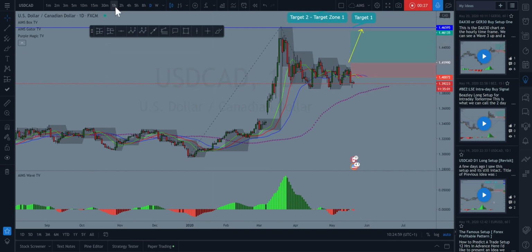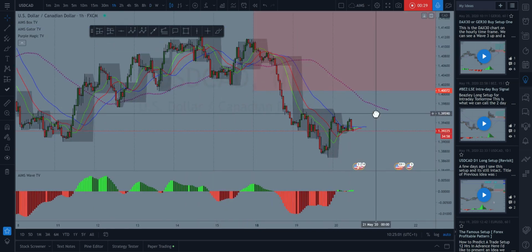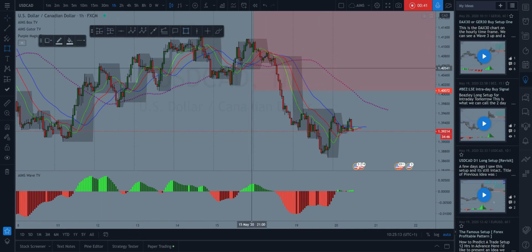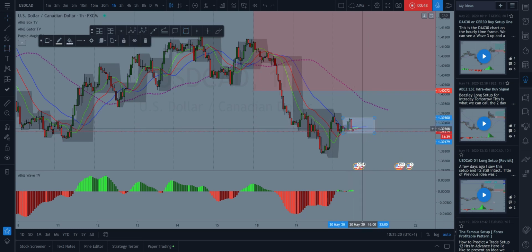the range, if you go to the hourly chart, we have what we call a setup 1. So we have a wave 3 here, and a sideways wave 4 is forming. Now, ideally I want the box to be kind of more sideways and tight like this.